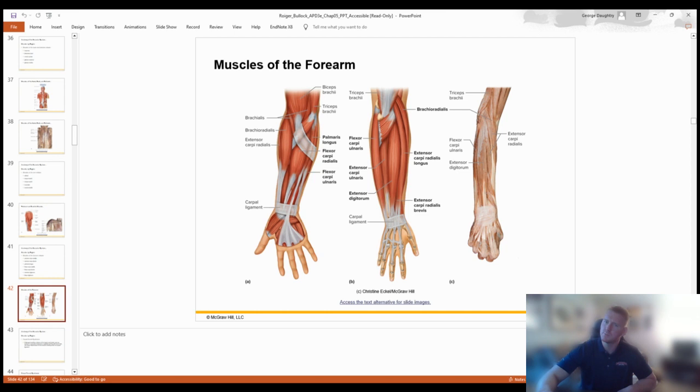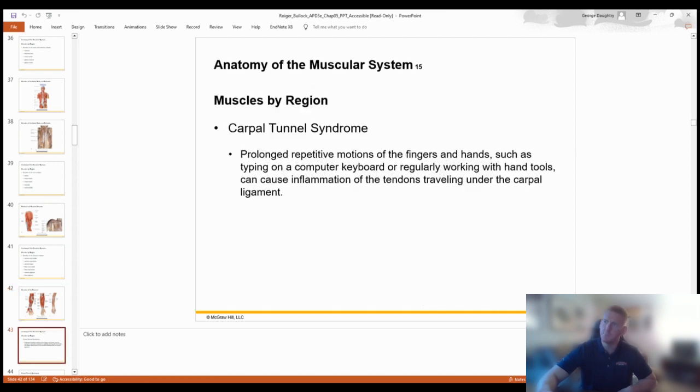That might be a little bit much, but it is good practice to piece together our terms so that you can know what muscle is doing what. All right, and this brings us to carpal tunnel syndrome, one of our first diseases.